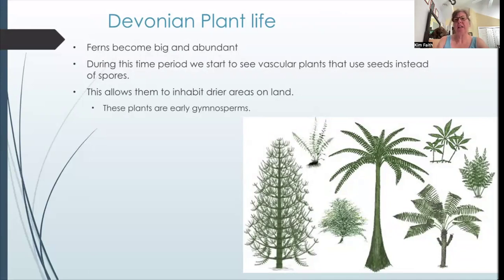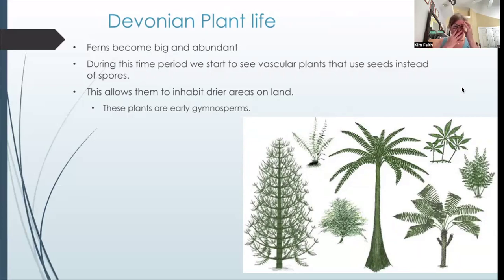Ferns are still really restricted to their habitat. They still need a moist environment because ferns still reproduce by spores. During this time period, however, we're going to see a change. We went from non-vascular plants with spores to vascular plants with spores, which would be ferns. And you guys are familiar with ferns. And then we go from vascular to seeds.